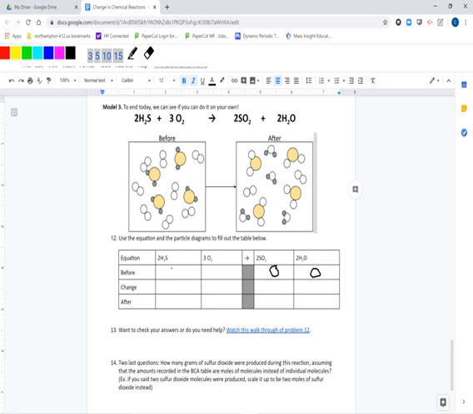Before the reaction occurs, in the reactants columns with the H2S and the O2, let's count. It looks to me like we have 1, 2, 3, 4 molecules of the H2S, so I'm going to put a 4. And then we have 1, 2, 3, 4, 5, 6, 7, 8 oxygen molecules. So I'm going to put 8 there.